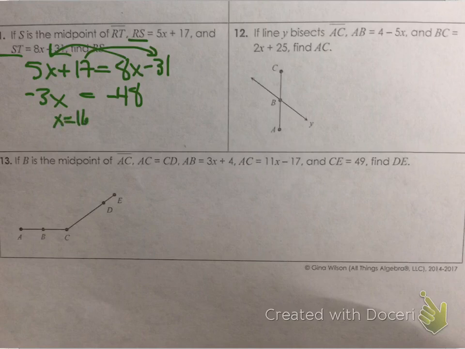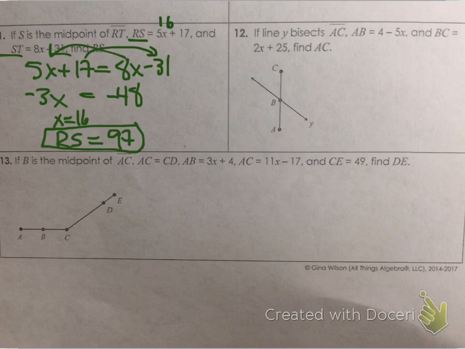Now, look at what they want you to find. They want you to find RS. So then I would put the 16 here and say 5 times 16, which is 80. And then add the 17. So I would get RS is equal to 97. Bada bing, bada boom. There you go. We got this. All right.